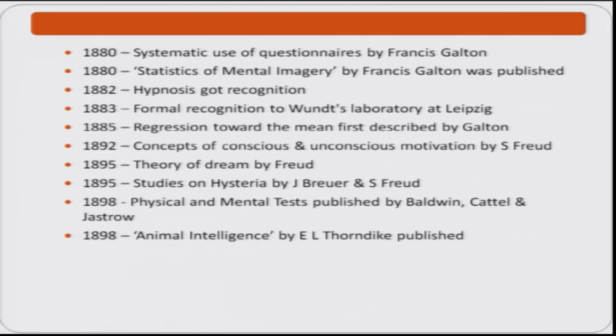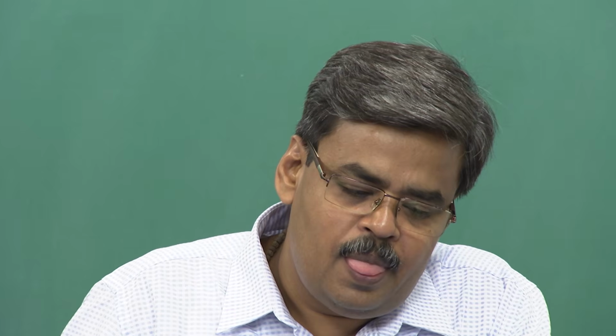The famous combination Breuer and Freud, their studies on hysteria came forward the same year, 1895, and then 1898 was the year when Baldwin, Cattell and Jastrow published Physical and Mental Tests. The same year, Animal Intelligence was published by Thorndike. If you summarize right from 1800 to 1898 what the major developments were, you realize that quantification, development of tools and certain types of psychological processes were the primary focus during these years.